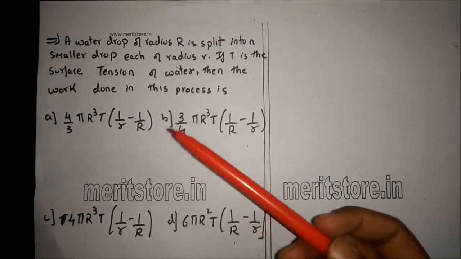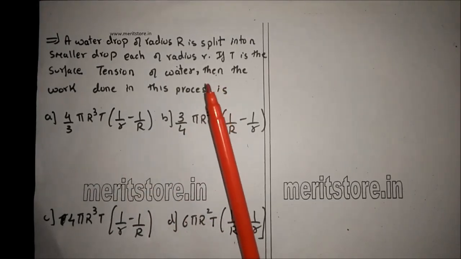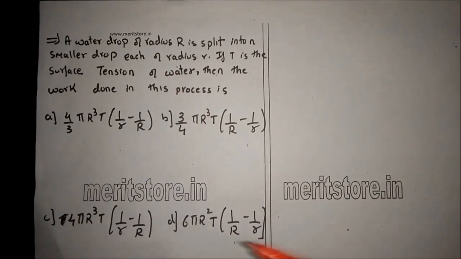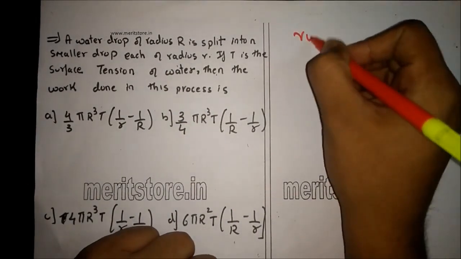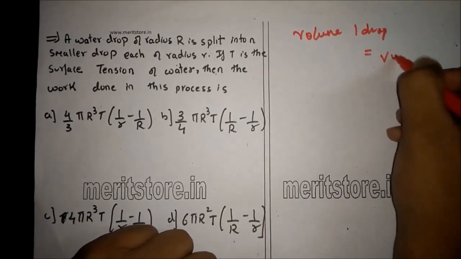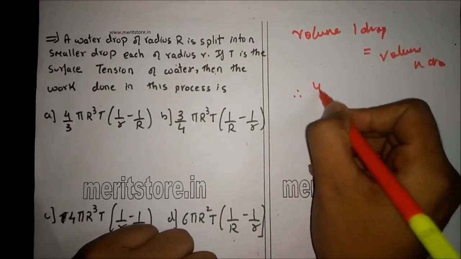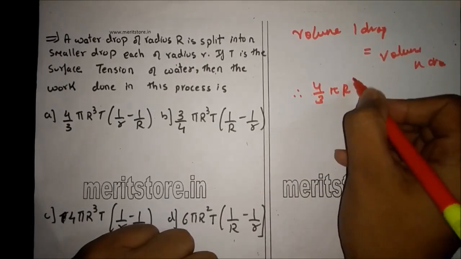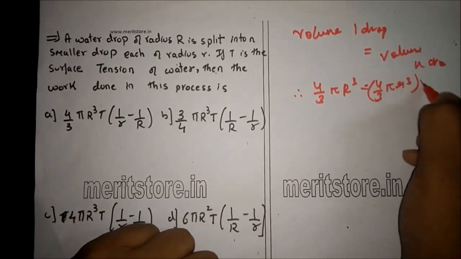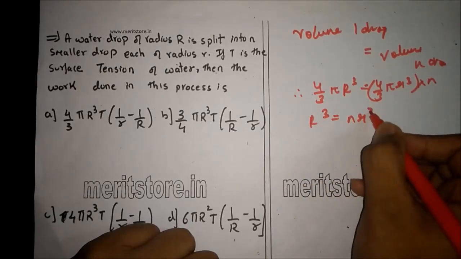A water drop of radius capital R is split into n smaller drops, each of radius small r. If T is the surface tension of water, then the work done in this process is, here are the options. Now, the volume of one drop is equal to the volume of n drops. Therefore, 4 by 3 pi R cube is equal to 4 by 3 pi small r cube into n. Therefore, R cube will be equal to n into small r cube.